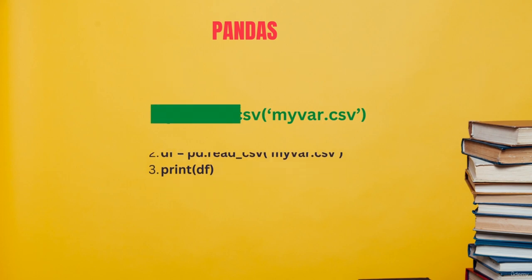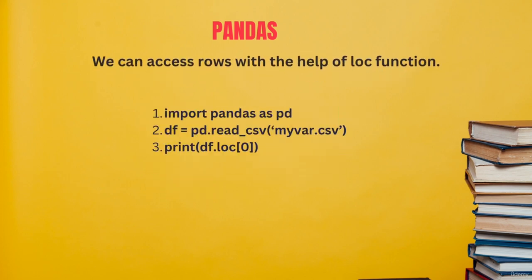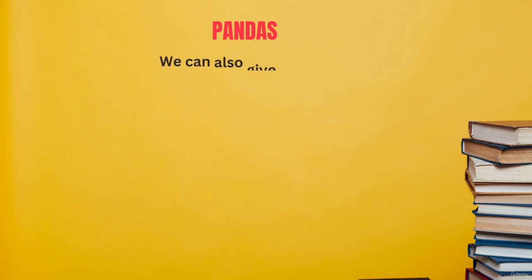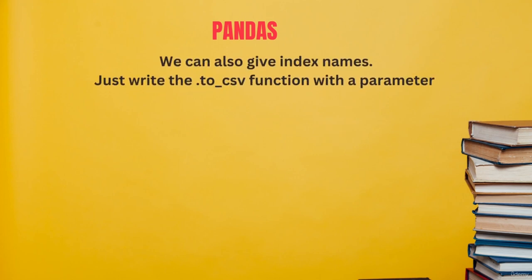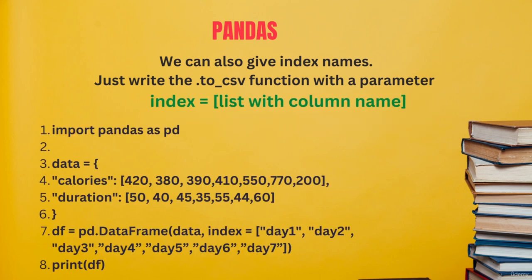Finally, we print it out. We can access rows with the help of the loc function, which basically stands for location. This will print the first location. We can also give index names. Just write the to_csv function with a parameter like this one. Let's see another example. As you can see, we gave names by passing a list in the index parameter. We can also access a single column with the loc function, giving the column name as index in the list, just like this one.